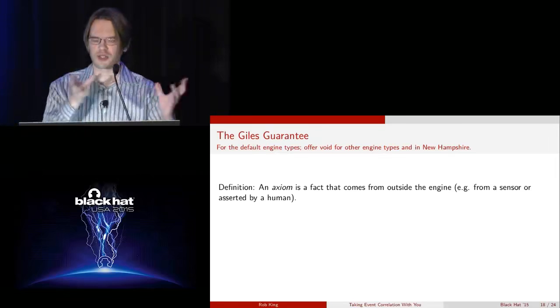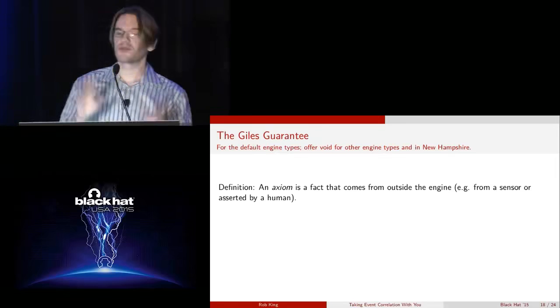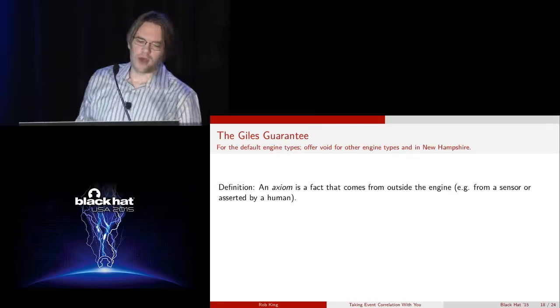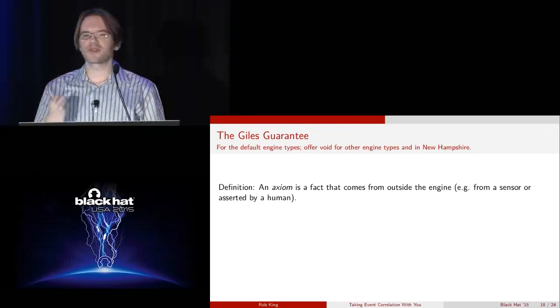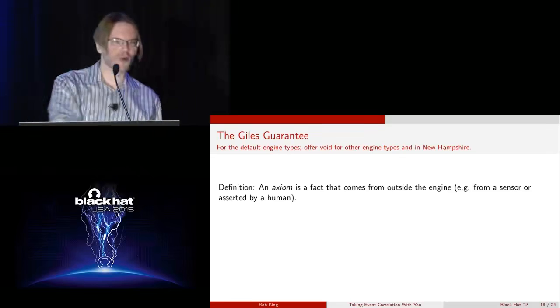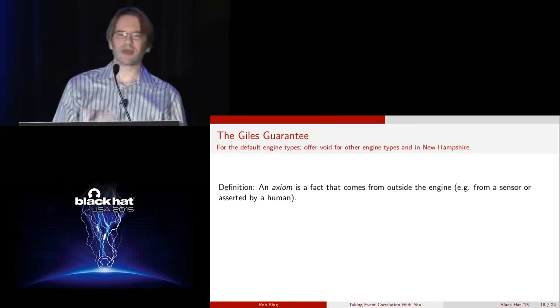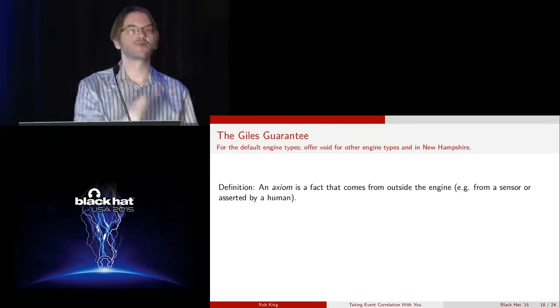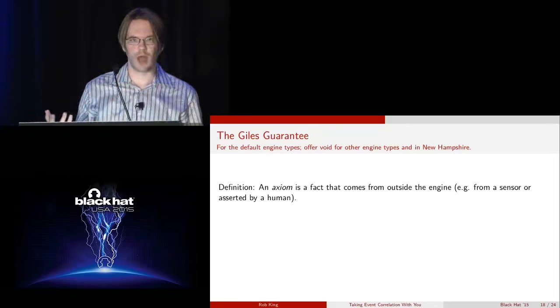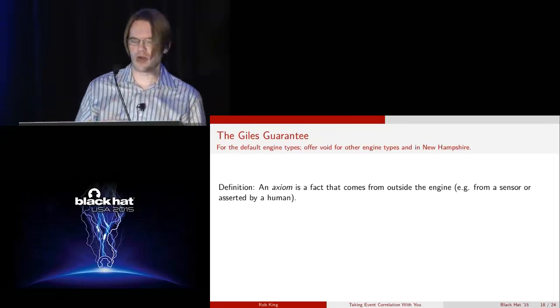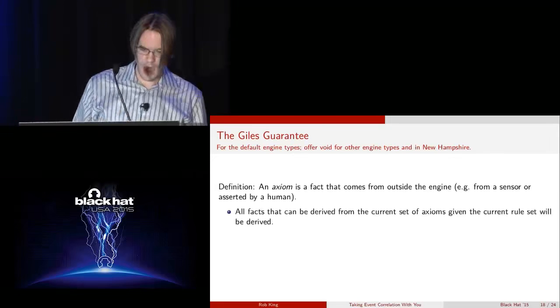But for the default engine type, this always works. So when you give it a fact from outside the engine, from a sensor, from a person, whatever, we call that an axiom. That's basically just saying that it isn't a fact that the engine produced as the result of some sort of rule. It came from outside the engine.